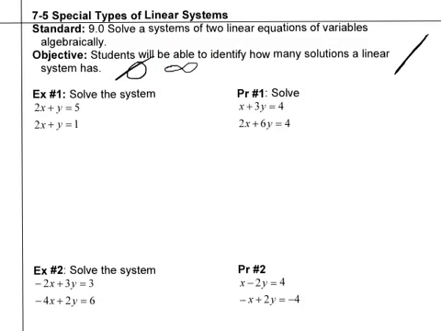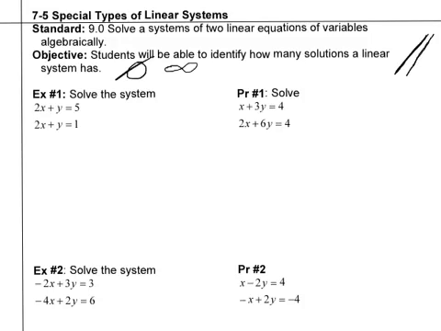That's exactly the same. But if it's no solution, it means that those two lines are actually parallel. And that's not a very good drawing of parallel lines, but you get the idea. They're two lines that will never touch, so there's no intersection and there's no solution for them. So we're going to do a couple of these and see what we find out.